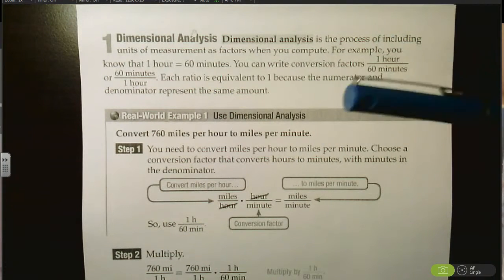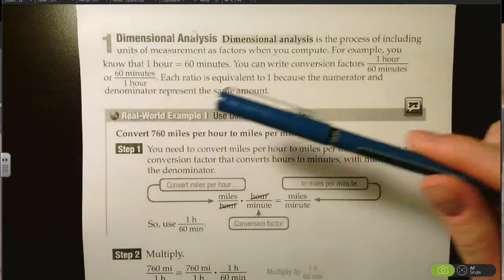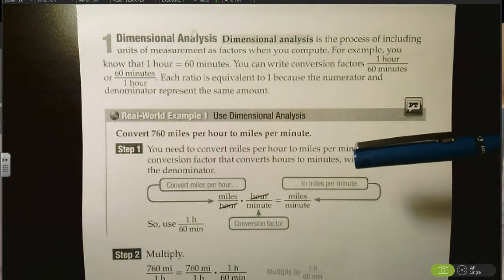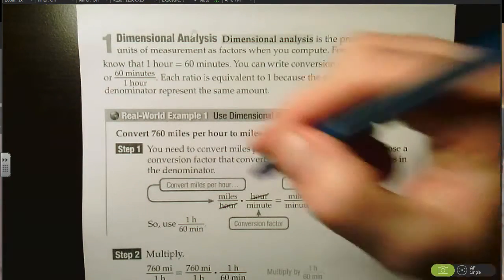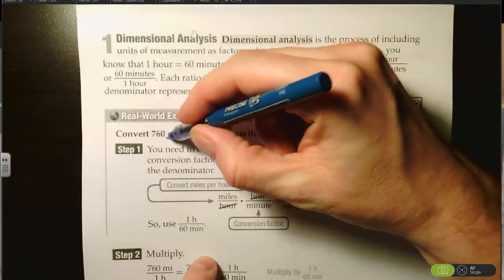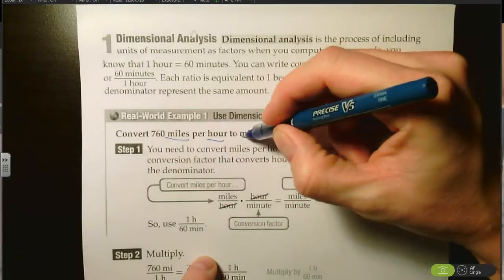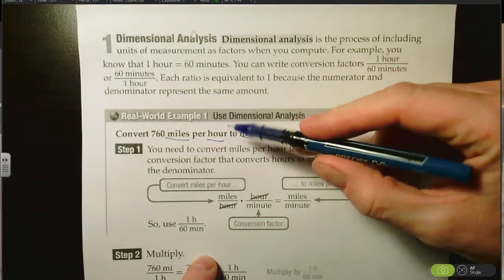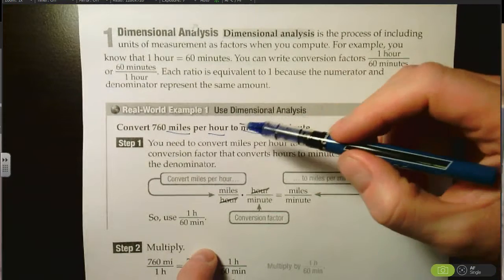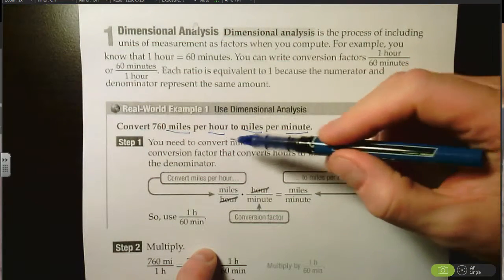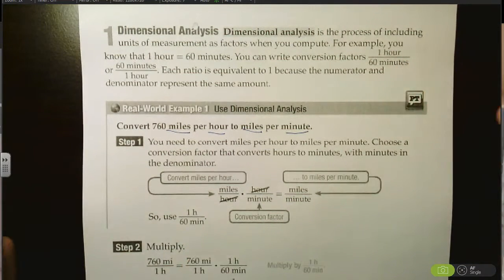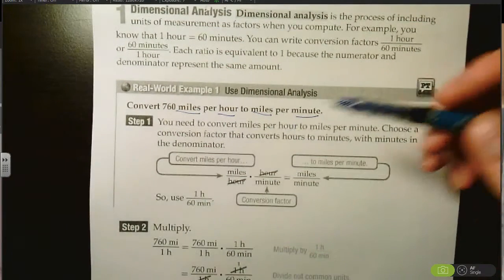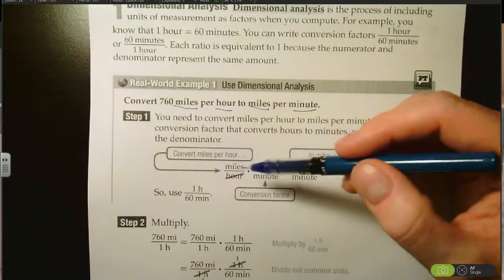So here's the book's first example, converting 70 miles per hour to miles per minute. You'll notice there are two units because it's a rate, miles per hour. The next one is miles per minute. Luckily we can keep miles the same. Our real goal is changing hours to minutes. So it's a nice, straightforward, simple example to get you started. You need to convert miles per hour to miles per minute.